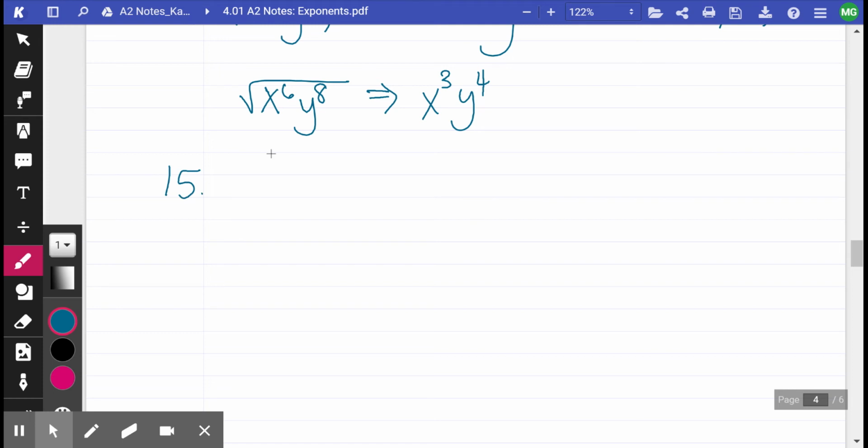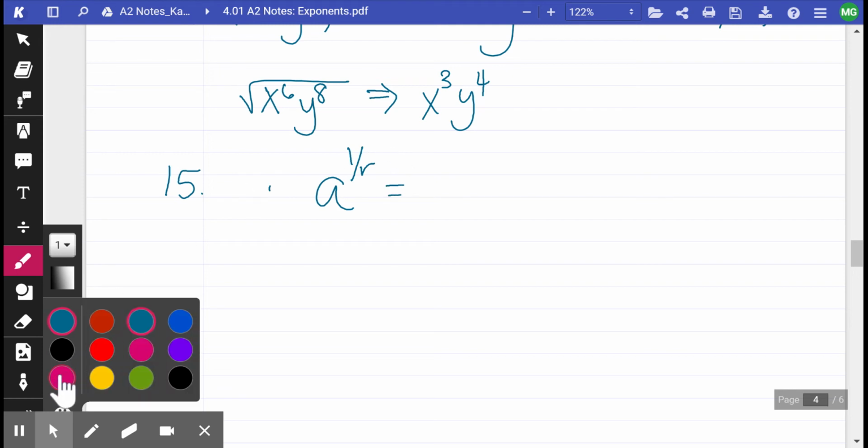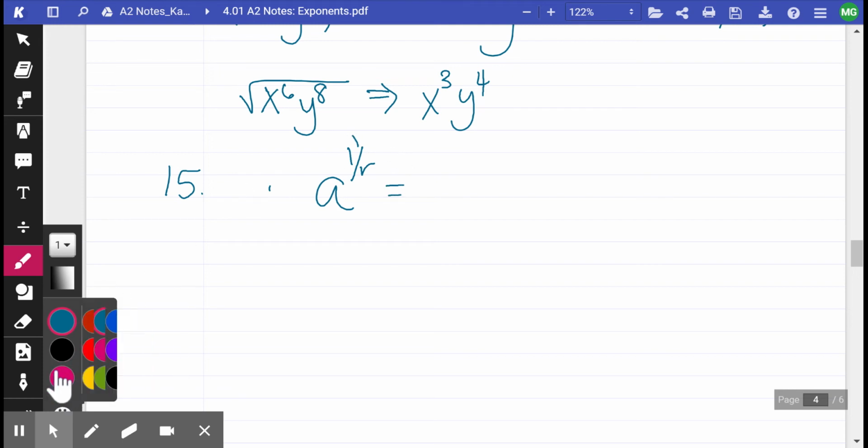So now let's take it a step further. If we have just a to the 1 over r, that means, again, like I said before, it's power over root. So we're raising it to the first power and the rth root. So that would be like taking the rth root of a. So the second root would be square root. The third root, or the cube root, would be if r was a 3.